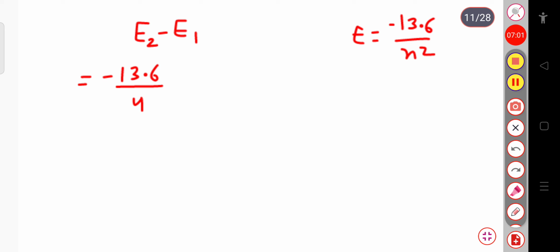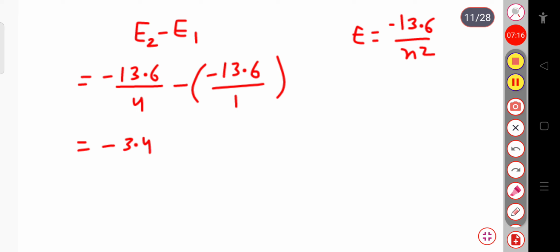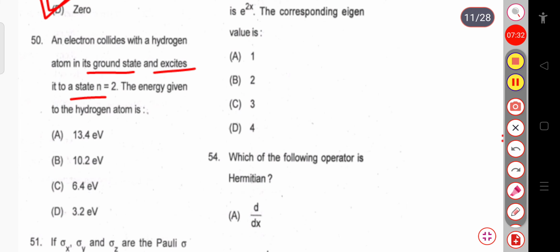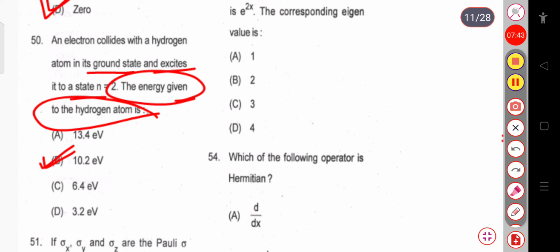And for the ground state, if I consider n to be 1, this will be minus 13.6 divided by 1 square, that is 1. And that is equal to minus 13.6 by 4, that will be minus 3.4, and minus of minus 13.6 becomes plus 13.6. That is equal to 13.6 minus 3.4, and that will be 10.2, in electron volt. Now let us check the answer. From the options you can see this one is our correct answer. So the energy given to the hydrogen atom will be equal to 10.2 electron volt.